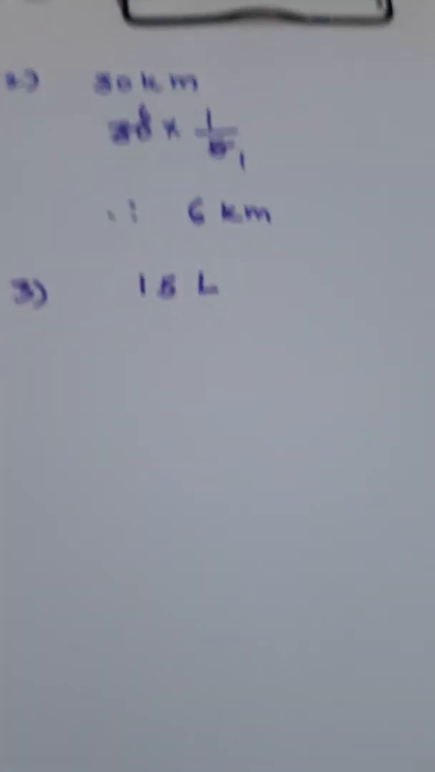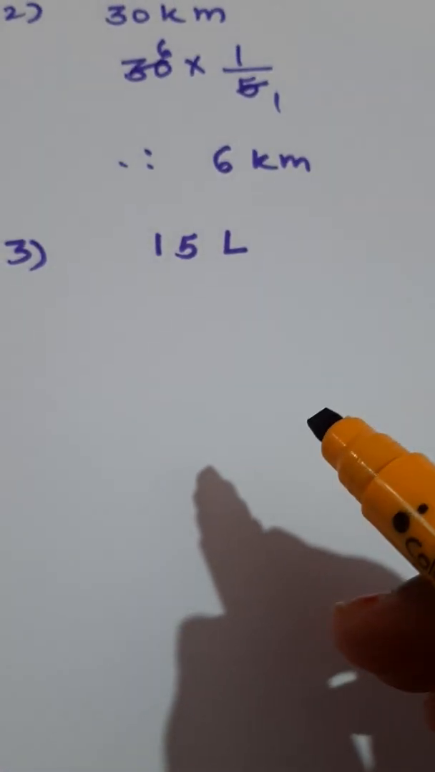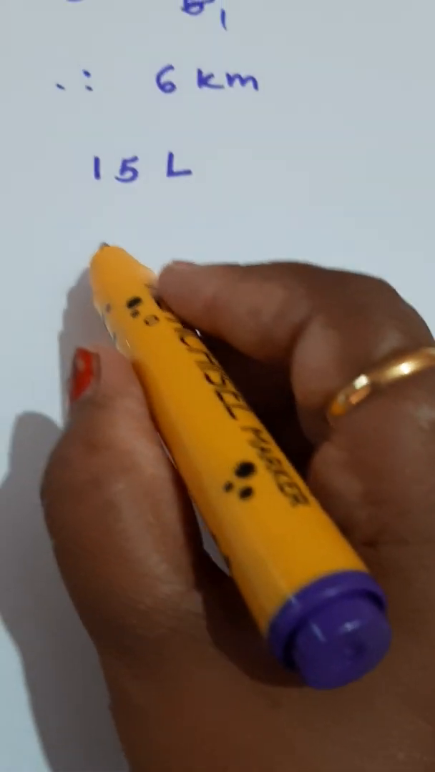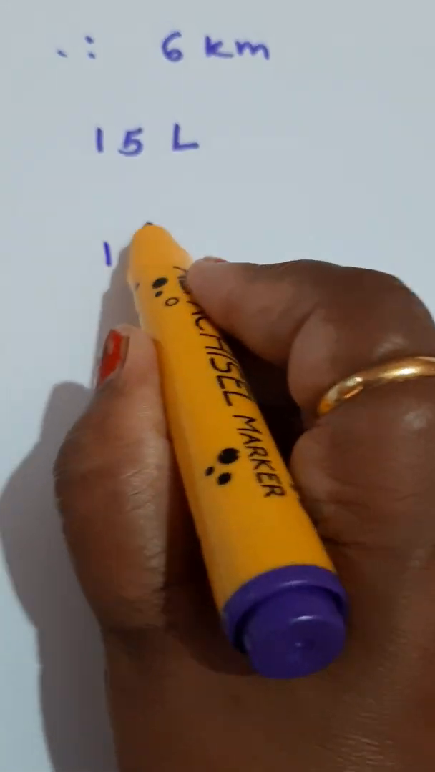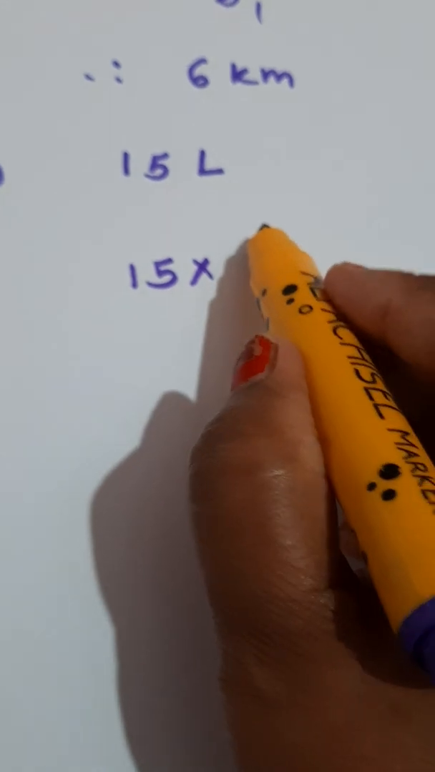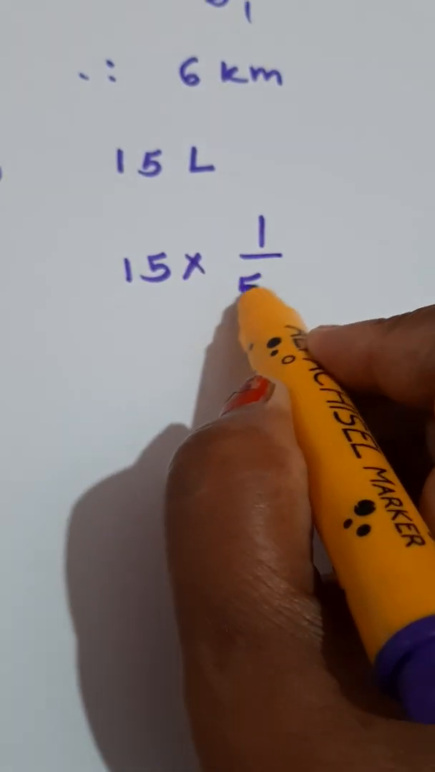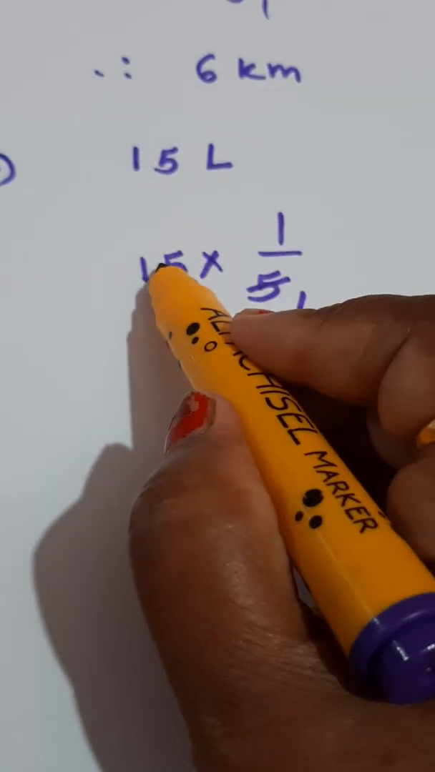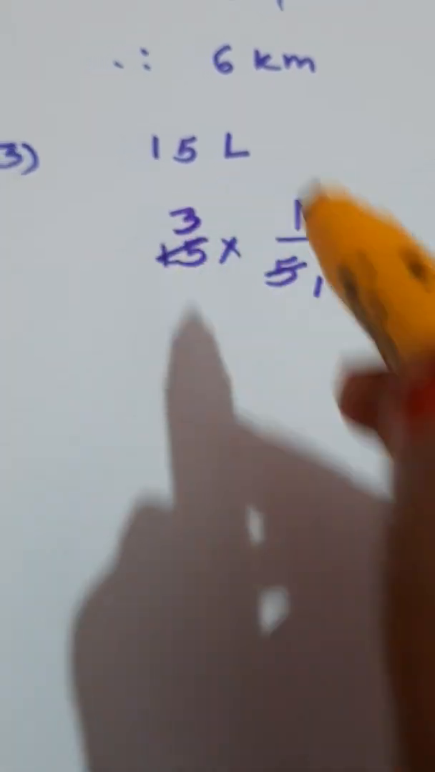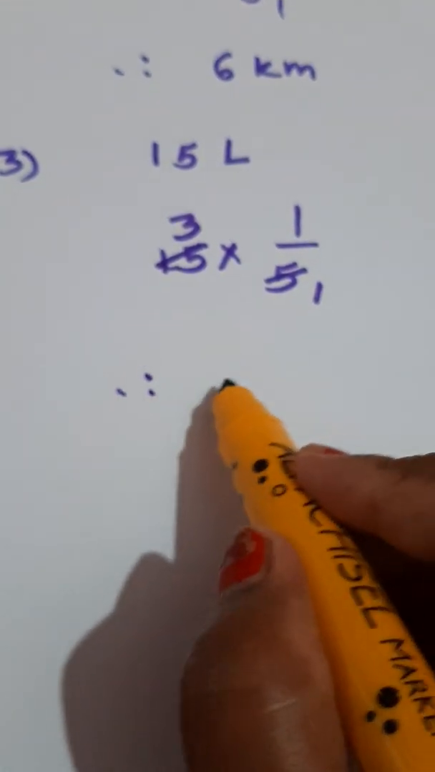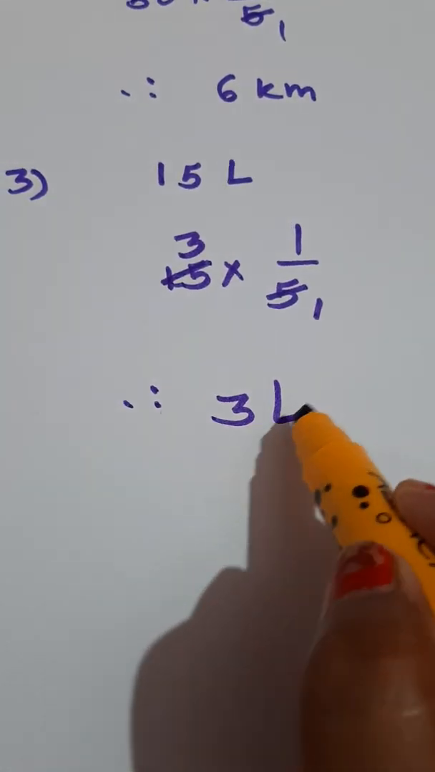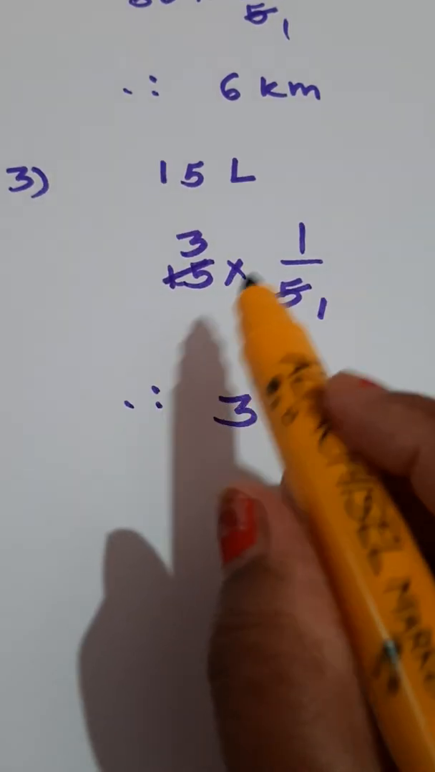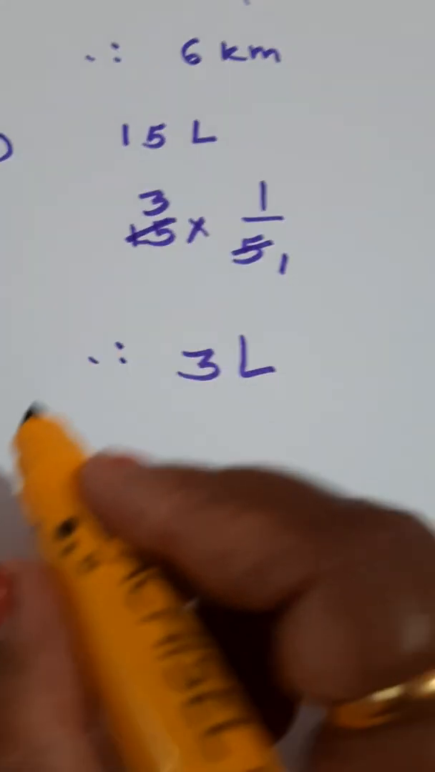Next, third example, 15 liters. Here also the same question. What is 1/5 of 15 liters? So again the same way, 15 multiplied by 1/5. 5 ones are 5, 5 threes are 15. 3 ones are 3, therefore 3 liters. 3 liters is 1/5 of 15 liters.